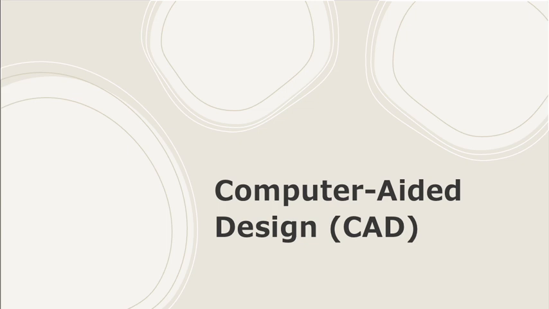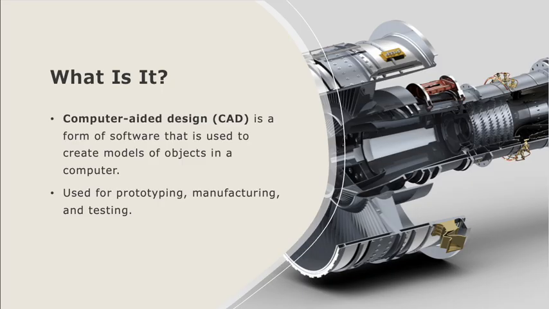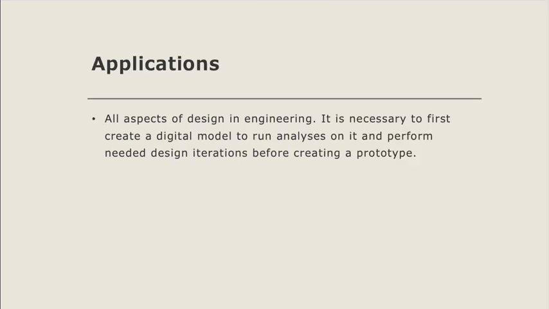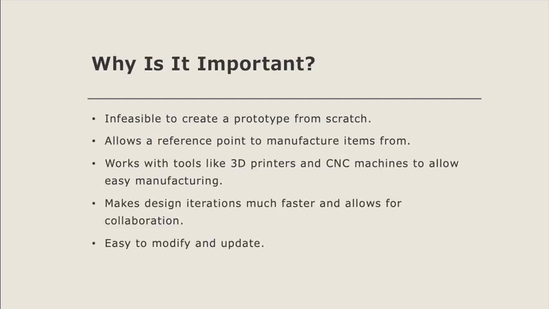Number 4 is CAD, or computer-aided design. So this is a form of software used to create models of objects in a computer, and it's used often for prototyping, manufacturing, and testing. It is used in all aspects of design and engineering because it is usually necessary to first create a digital model of a product to run analyses on it and perform iterations before creating a prototype, as CAD is practically free, but creating a prototype will incur material costs.